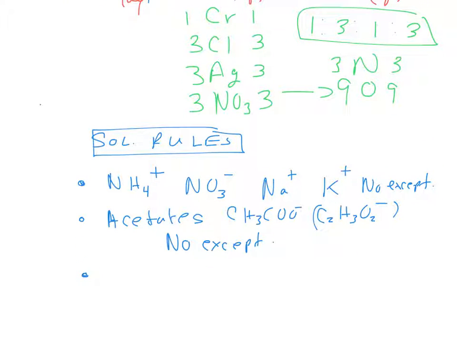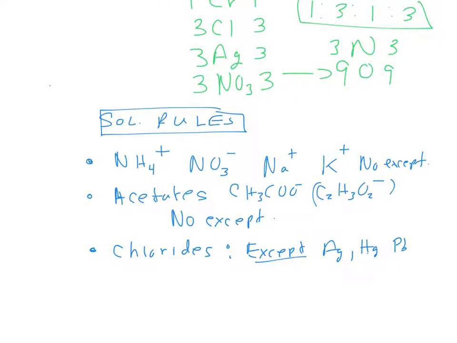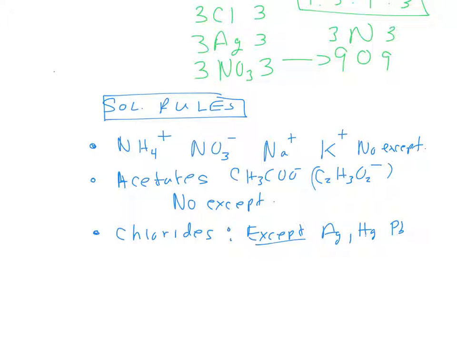The next rule is for chlorides, and that does have some exceptions. So any compound ending in chlorine is soluble except when it starts with silver, mercury, or lead, which are considered to be the heavy metals. And that's the solubility rules that we're using for our test tomorrow.